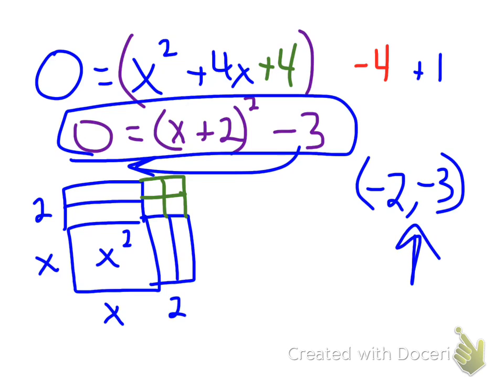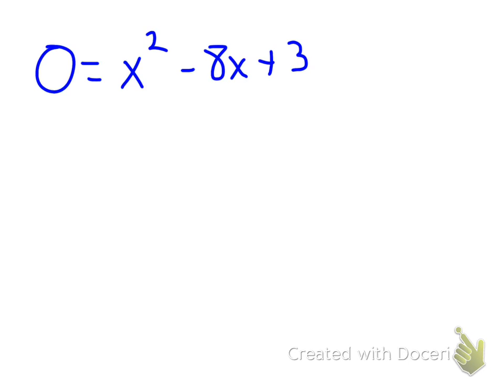I'm going to give one more problem to attempt. 0 equals x squared minus 8x plus 3. So again, pause, and I will come back in a second.